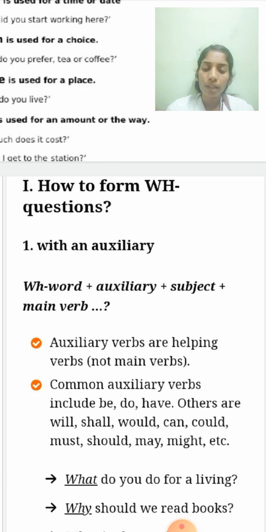So common auxiliary verbs include be, do, have. Others are will, shall, would, can, could, must, should, may, might, etc. So subject, as you know, we use the subject, because without a subject we can't frame the WH questions, plus main verb. So you know that a verb represents the action of doing, or stative, the mental state. Like that we can say.